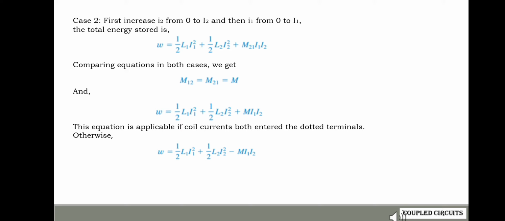The energy equation that is derived was based on the assumption that the coil currents both enter the dotted terminals. If one current enters one dotted terminal, while the other current leaves the other dotted terminal, the mutual voltage is negative, so that the mutual energy M i1 i2 is also negative. In that case, we denote a negative symbol in the equation. In the last two equations, M i1 i2 is the mutual energy, but the sign in both the equations differs. That is based on the dot convention.